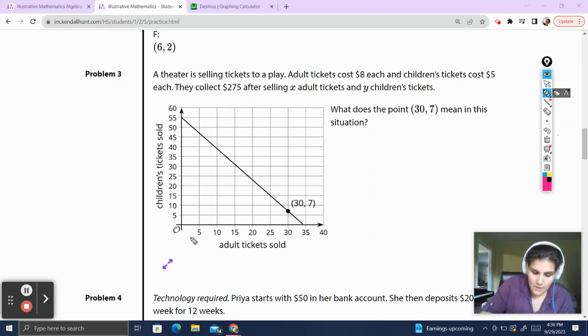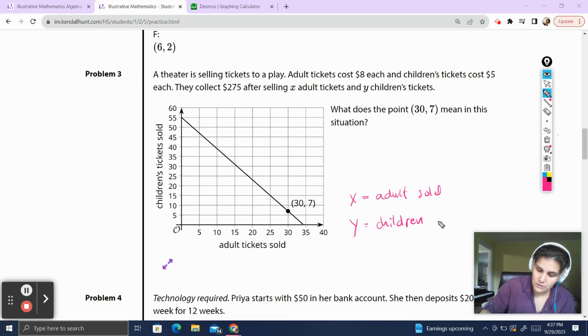Well, what this means is this is the number of adult tickets sold. So our x values equal adult tickets sold. Our y values are children's tickets sold. So we're going to say tickets sold. This is our X, this is our Y.